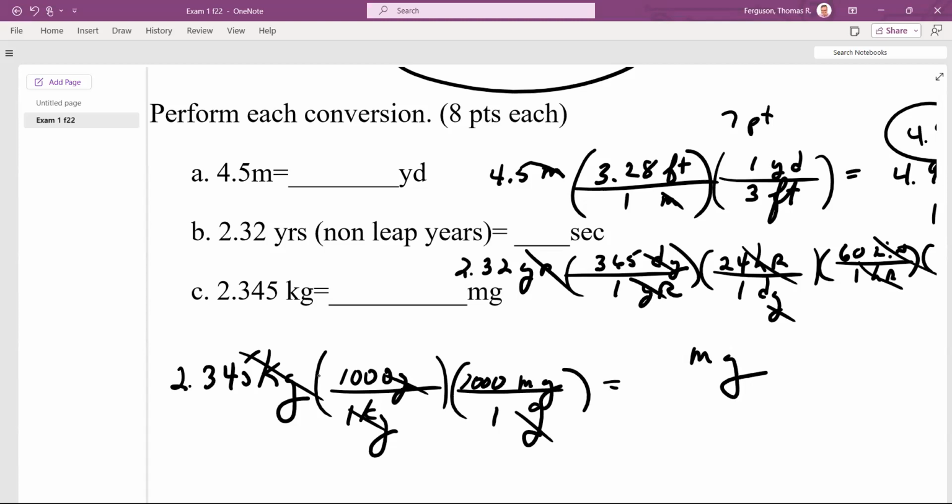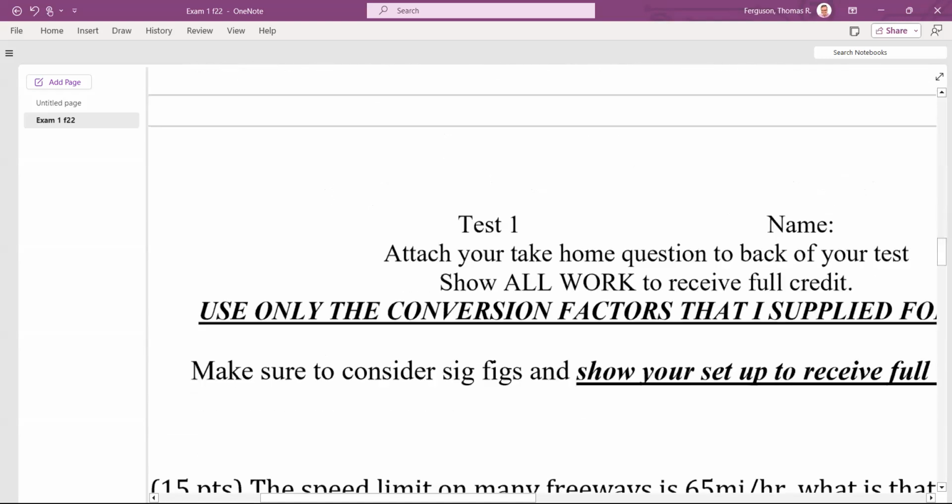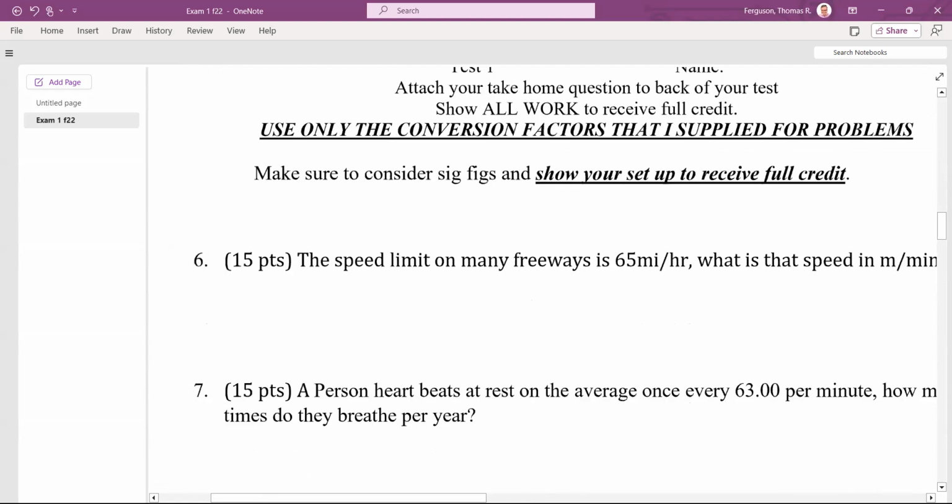So the answer is going to be, how many sig figs is our answer? 4. Yeah. 1, 2, 3, 4. So our answer is going to be, notice I didn't use my calculator. Okay.